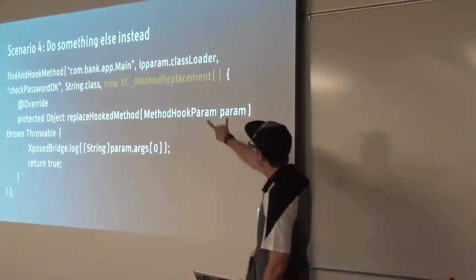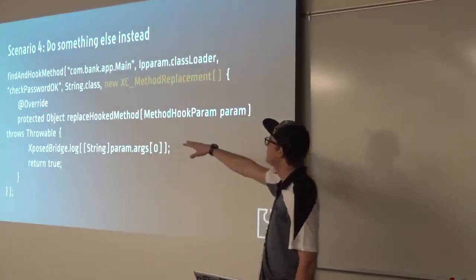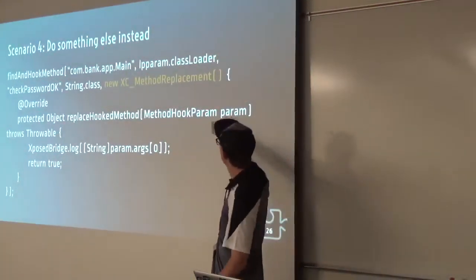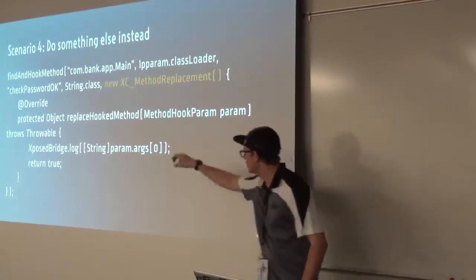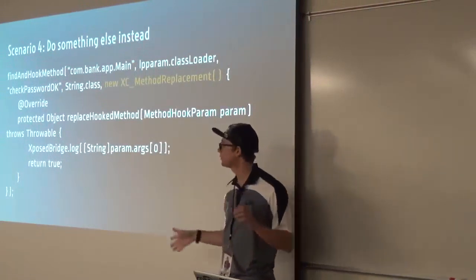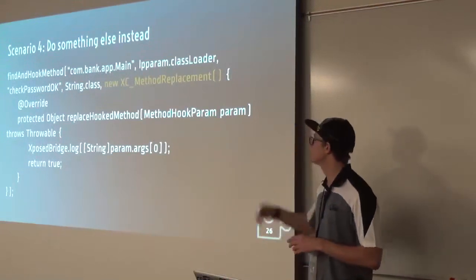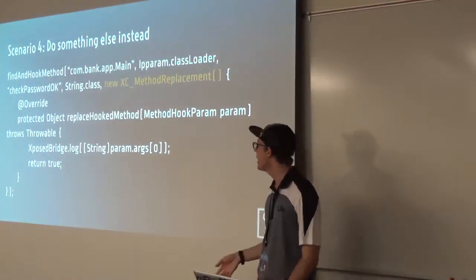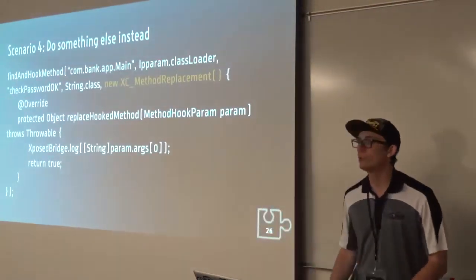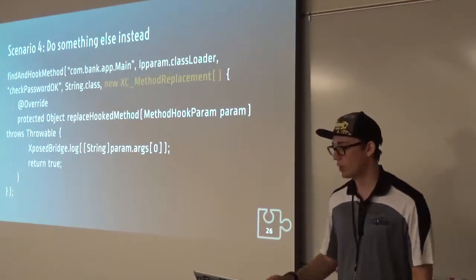So our friend XC method replacement is back. This time we're creating a new one, and we're saying override the replace hooked method function. Here's our param, by the way, that has all the information about the arguments, the object it's part of, and return values. Sorry, I forgot to cover that before. So we're logging it with XposedBridge.log. We know it's a string argument, so we're casting it to a string and sending that to the logs. Simple enough. And then return true. So this function will now always return true, and also give you the password, which is all right.